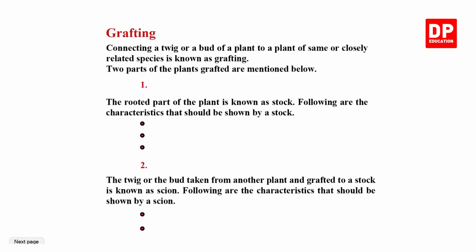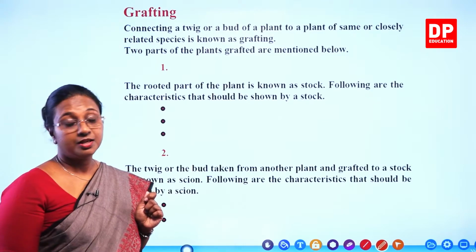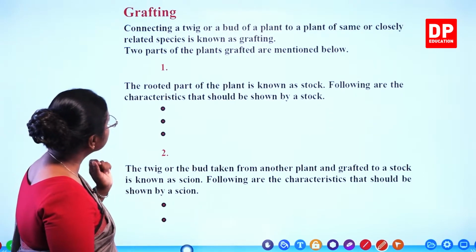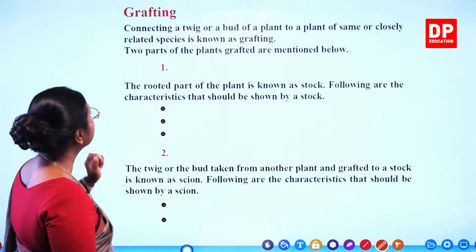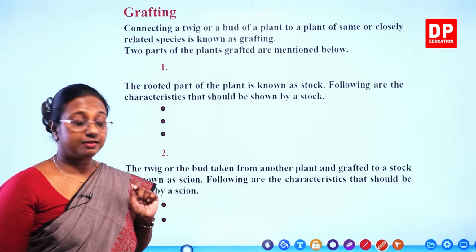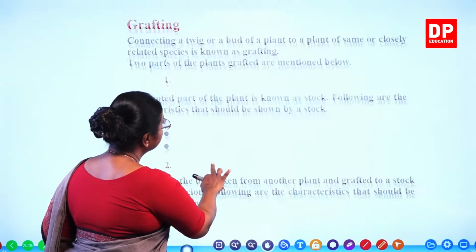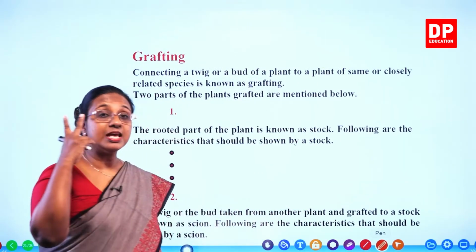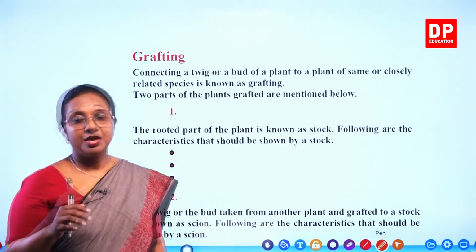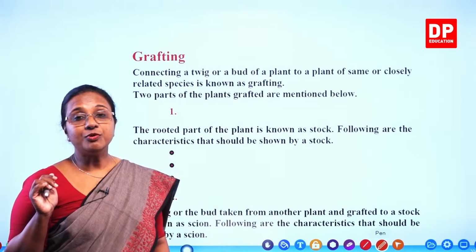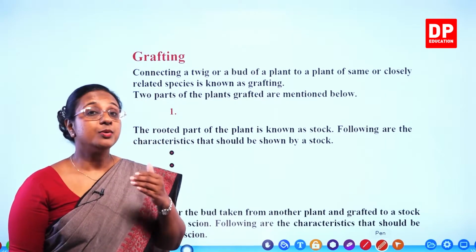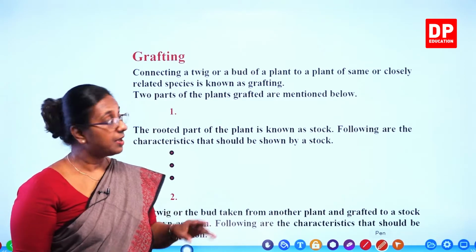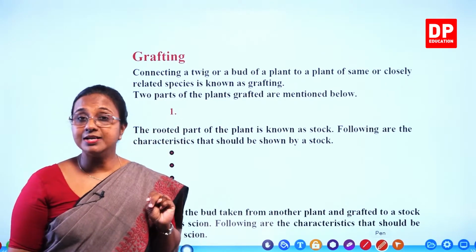This is the next process of artificial vegetative propagation, that is grafting. Here, connecting a twig or a bud of a plant to a plant of the same or closely related species is known as grafting. From the introduction you all can understand, students, there are two plants involved. Although we have discussed before that for asexual or vegetative reproduction of plants we only need one mother plant, here of course there are two plants involved.